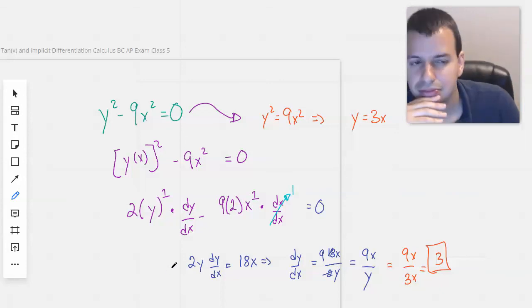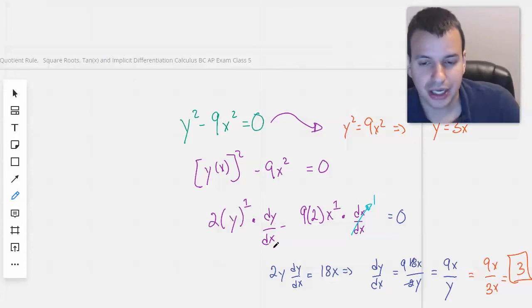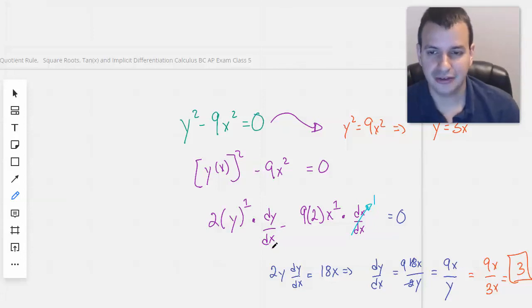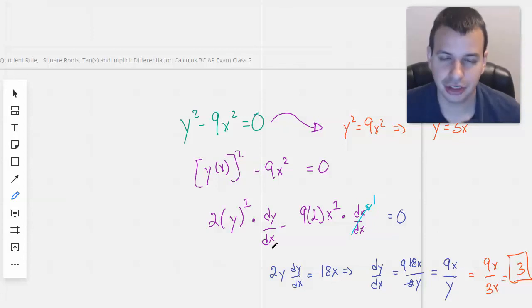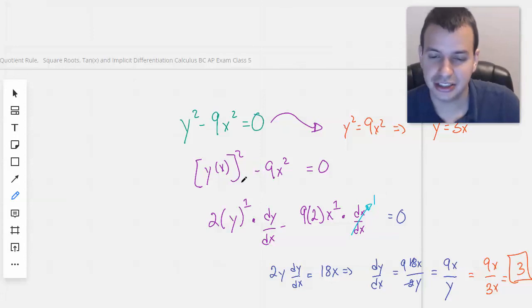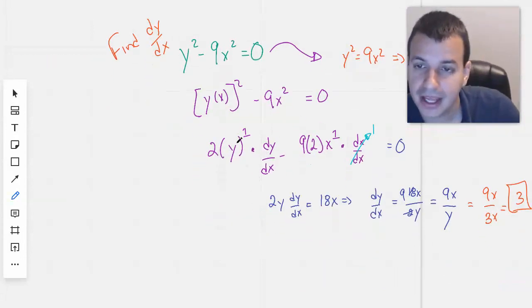You're like, oh, okay. And the reason I use dy/dx for this sort of situation as opposed to f prime of x is because we really aren't given a function of x. A lot of times f of x and y are interchangeable, and we probably could, but in this case it's easier to say find dy/dx. So you have a question like this, be like, find dy/dx.